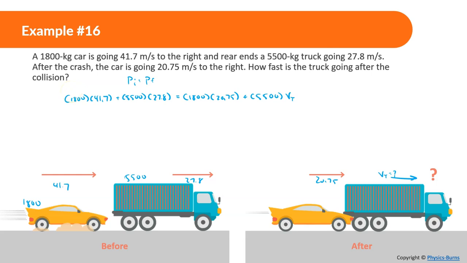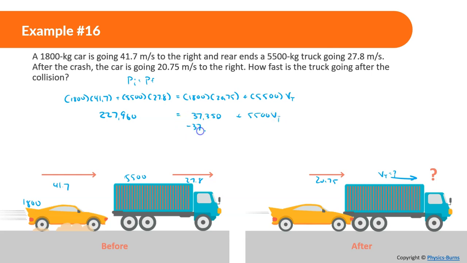1800 times 41.7 plus 5500 times 27.8. Okay, we get 227,960 is equal to 1800 times 20.75, and we get 37,350, plus 5500 times the velocity of the truck.